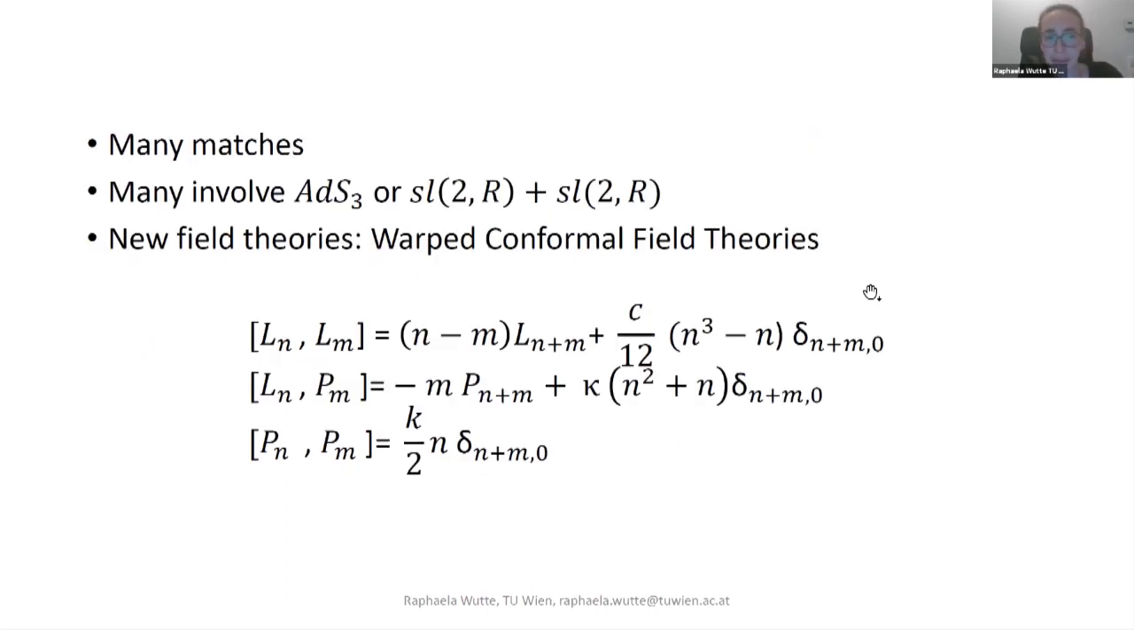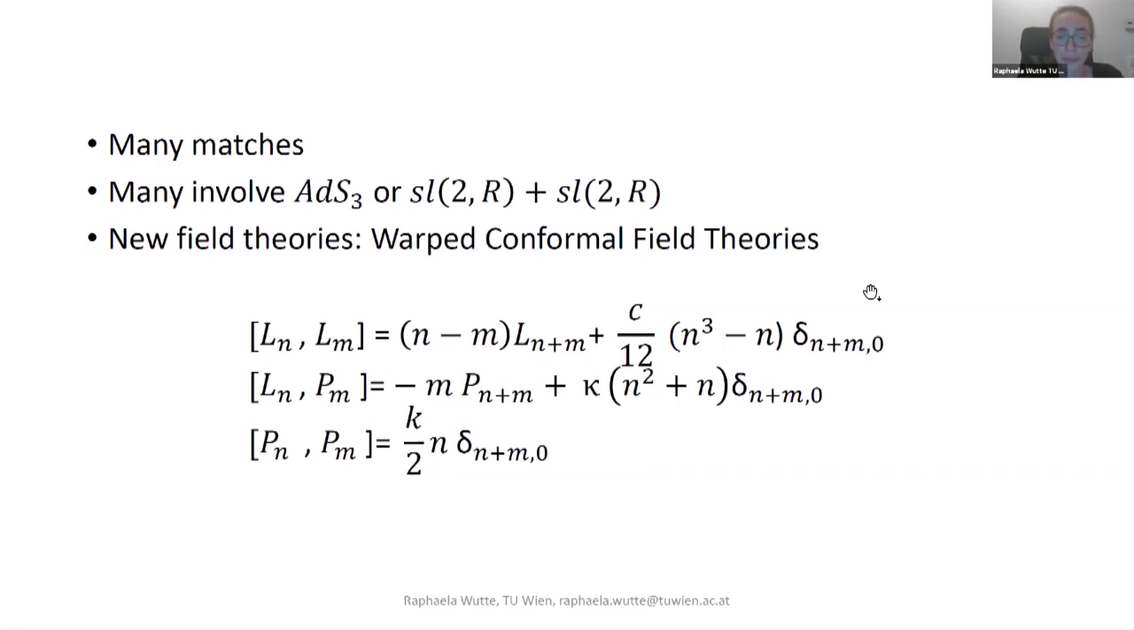Since then, there have been many such matches between entropy on the gravity side and entropy on a putative field theory side, but many of them involve AdS3 or the isometries of AdS3, SL2R plus SL2R, or sometimes also just one copy of SL2R. And in this talk, I want to provide an example of a matching for spacetimes which do not fall into this category.